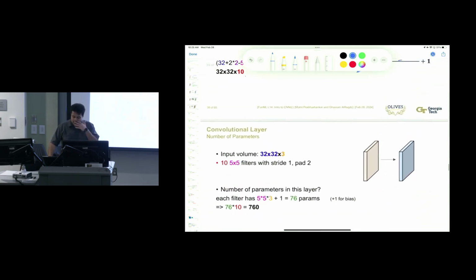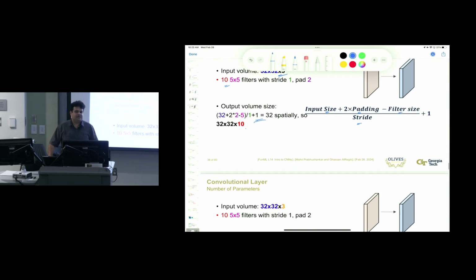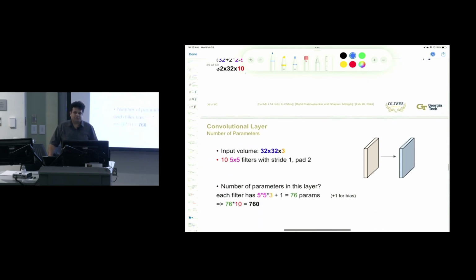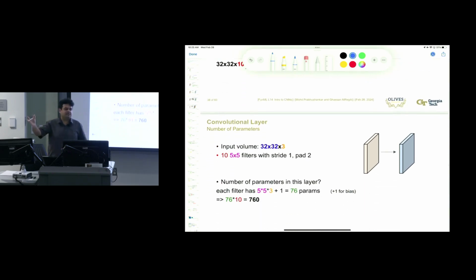So what this size means is essentially we are calculating our parameters. So instead of 10 to the power 4 parameters, now we are reducing it by a lot, right? So my number of parameters in this layer, for a particular kernel, is going to be 76, which is 5 into 5 into 3 plus 1. The 1 is for bias over here, and if I have 10 filters, then it's going to be 76 multiplied by 10, which is 760 parameters.